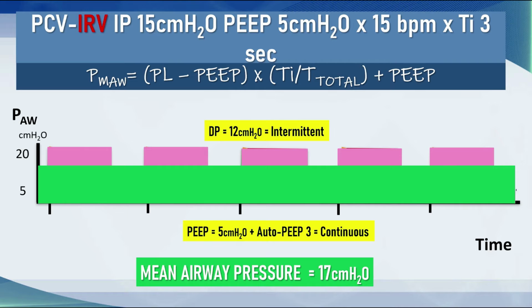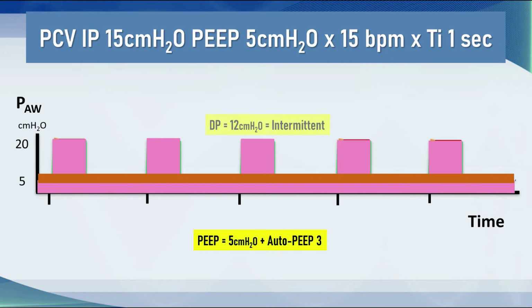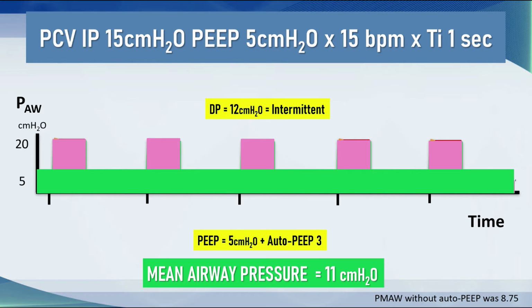In anybody in whom you are having to use inverse ratio ventilation like this, it is likely that those pressures will not be transmitted to the main vasculature and that you will tolerate high levels of CO2, but that's not always the case. And in fact, Auto-PEEP has much more of an impact on regular patients who have pressure control ventilation with normal I to E ratios. And in this setting, we've added the 3 of Auto-PEEP, and now we have continuous pressure of 8 centimeters of water. Again, the driving pressure has fallen to 12, and as a consequence, the mean airway pressure has risen from 8.75 up to 11, and that's a relatively large increase in the mean airway pressure.